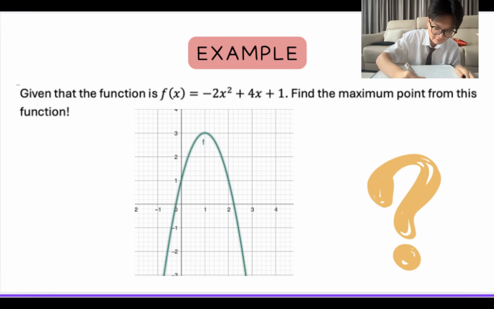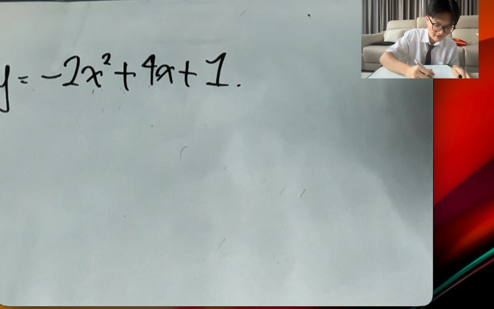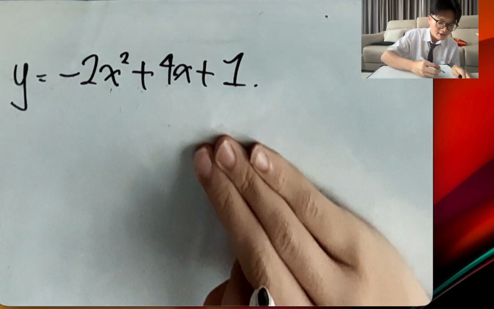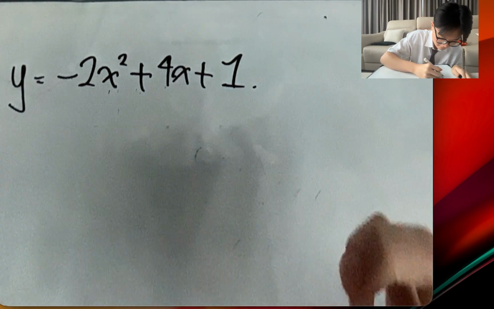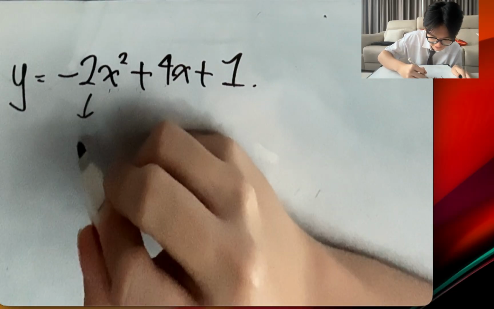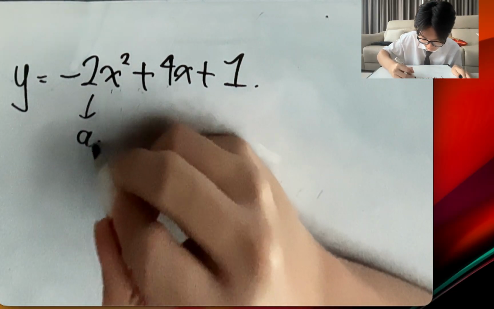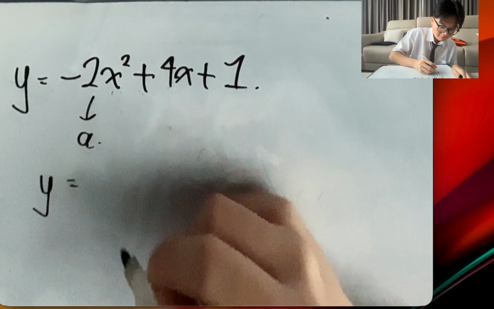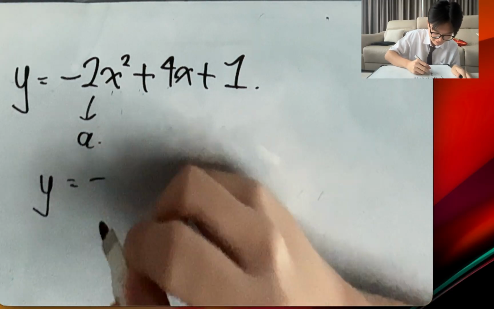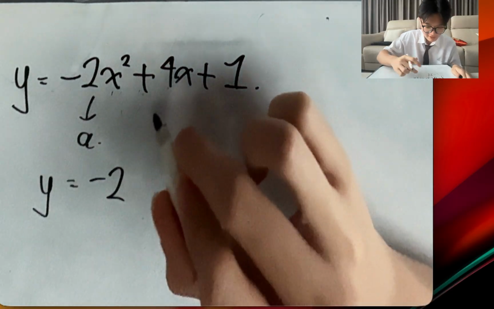Hello all, so I'm going to give you an example of how to find the maximum point in a quadratic function. Given this quadratic function, we need to find its maximum point. Firstly we need to know the value of a. The value of a is -2, and then we can convert this into the square formula, and because a is -2, it's going to be -2. And how to find h?